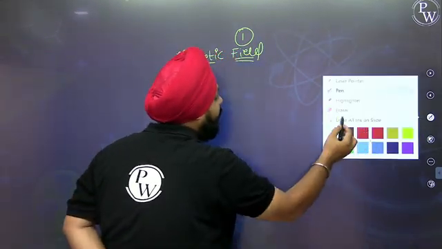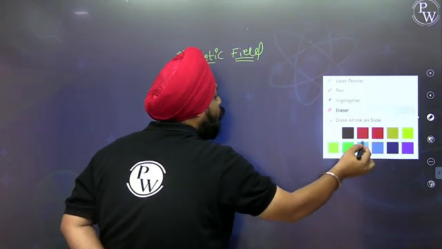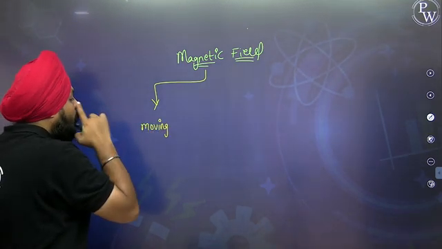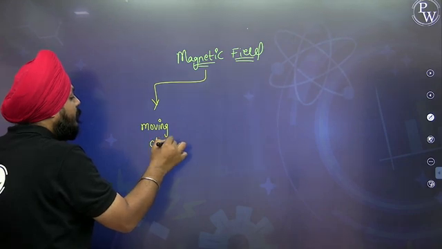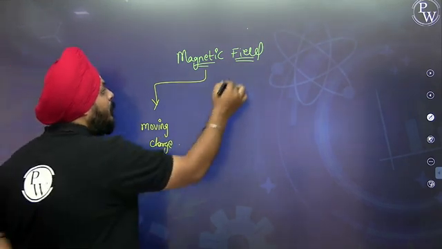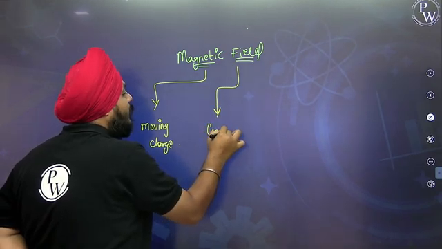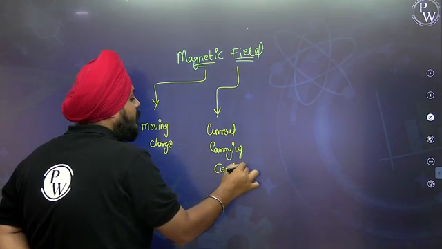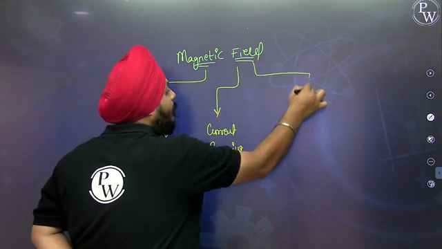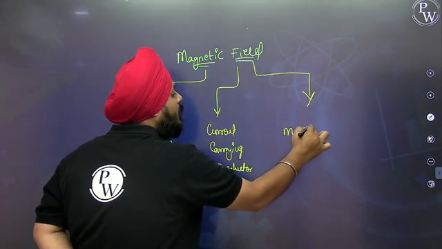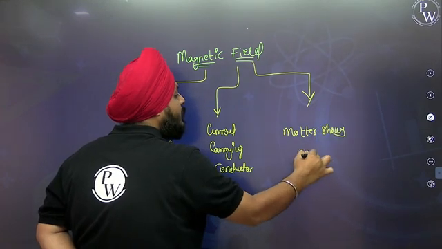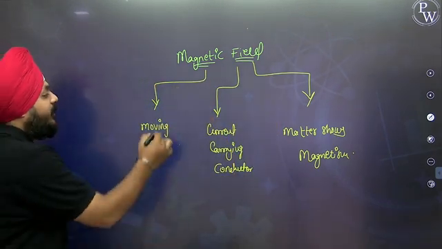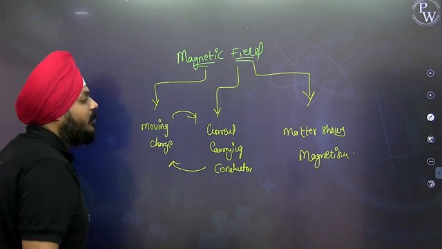If I'm talking about the magnetic field, the first thing that you all should understand is that the magnetic field produced because of a moving charge is different from that produced because of a current carrying conductor. This is different. Matter shows magnetism. This is different. Somewhere these are correlated with respect to each other.